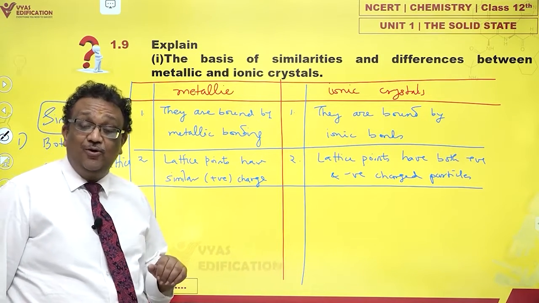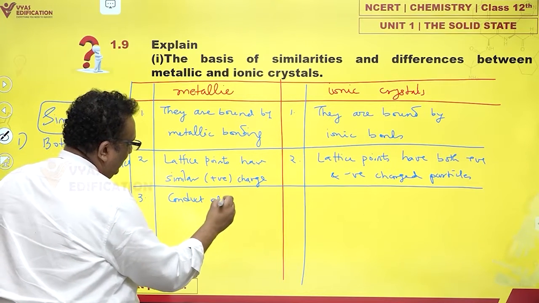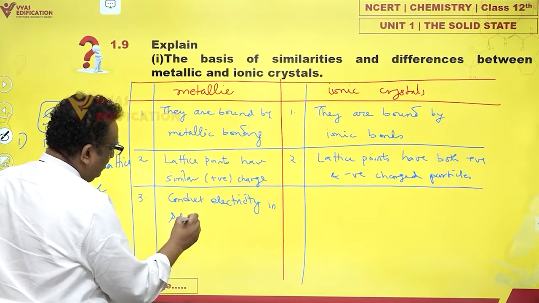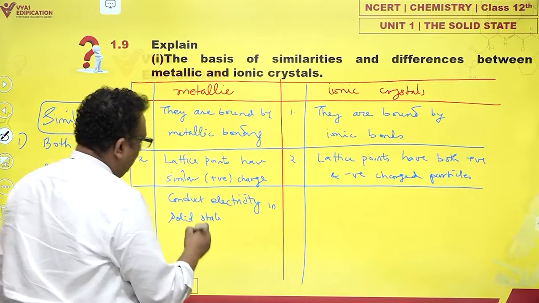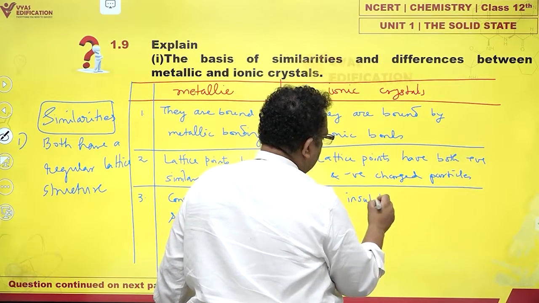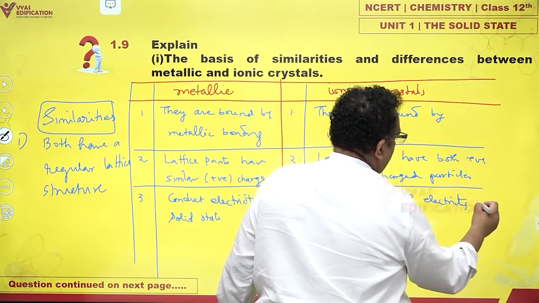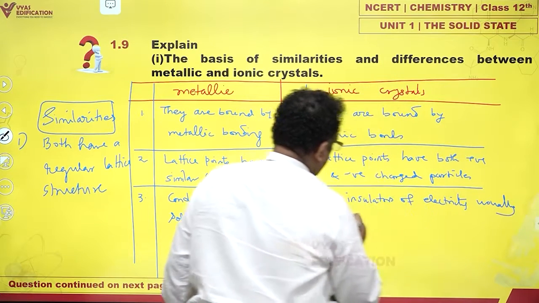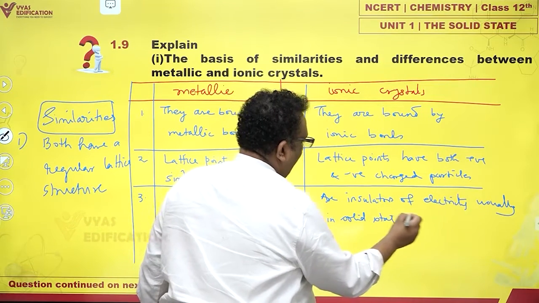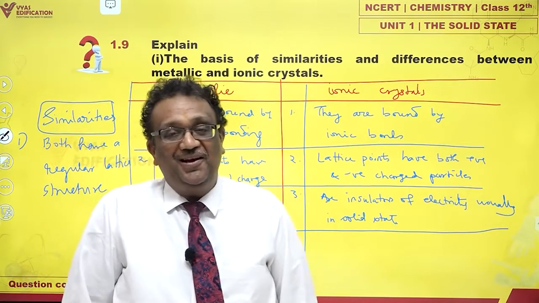Since they have delocalized electrons, they conduct electricity in solid state, and they are insulators of electricity, usually in solid state. Why? Because their ions cannot move, they cannot leave their positions, so they can't really conduct the electricity.